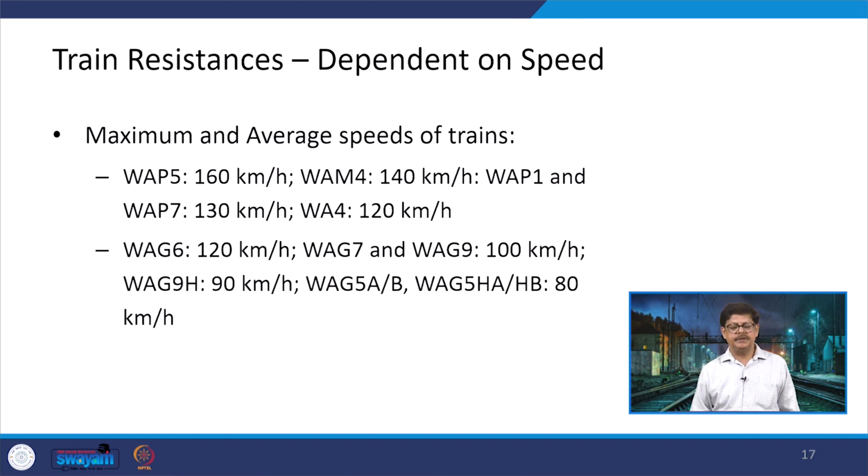Now, if we talk about the speeds of the different locomotives: WAP 5 160, WAM 4 140, WAP 7 130, WAP 4 this is 120, then WAG 6 again 120 in the case of goods. So, this was for passengers, and this is for goods. WAG 7 and 9 have 100 kilometers per hour speed, then WAG 9H has 90, and 5A, 5B, 5HA, 5HB have 80 kilometers per hour speed. So, accordingly you will find the resistances are also going to vary.